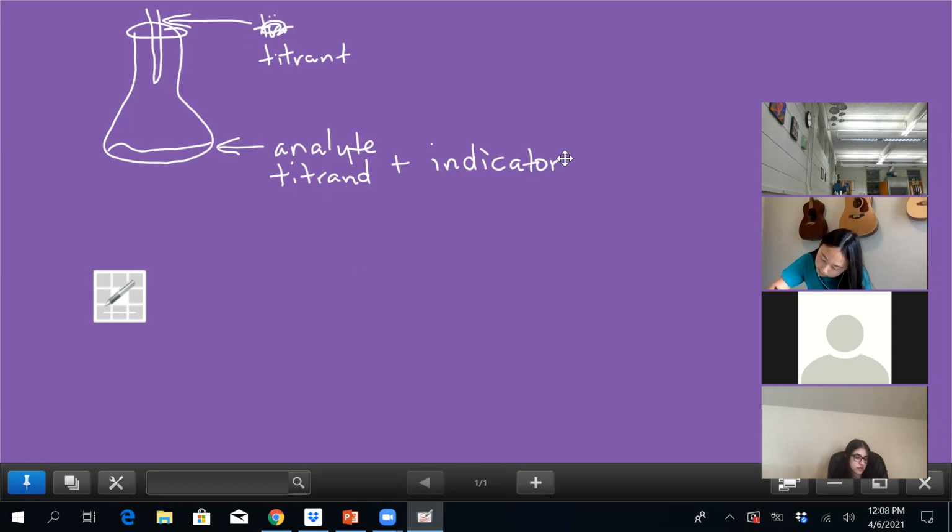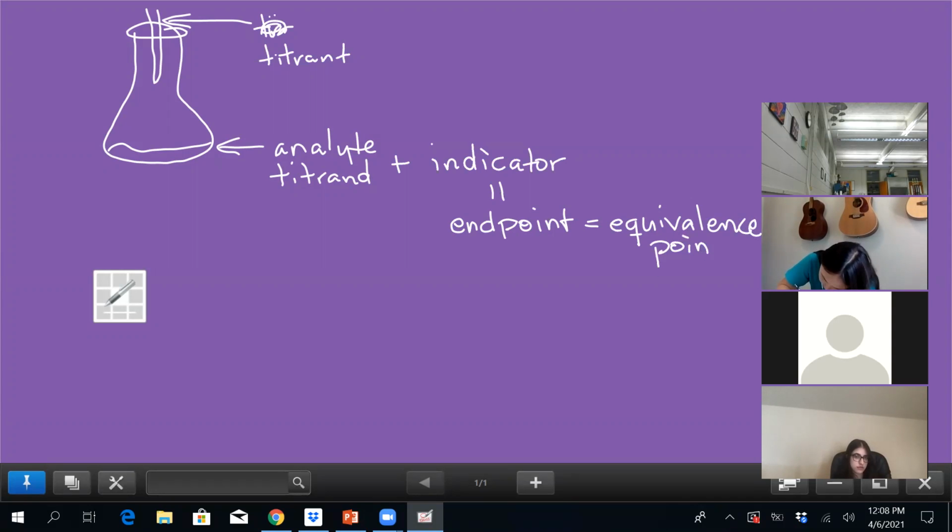And an acid-base indicator is present to indicate an end point that should equal what's known as the equivalence point. So ideally, an end point and an equivalence point are the same point.